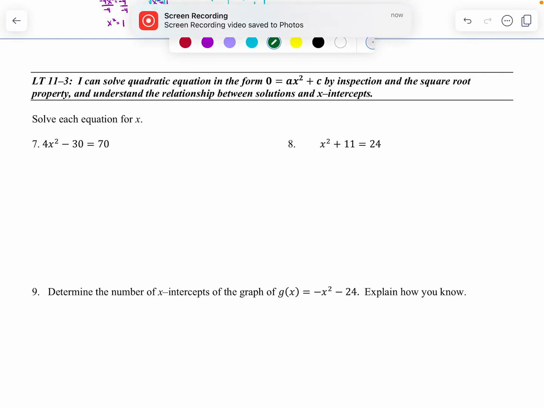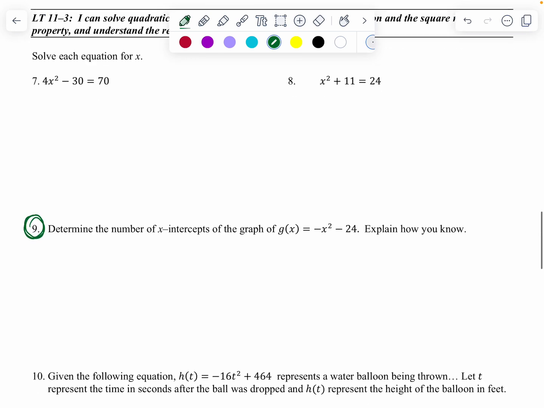Okie dokie, 11.3. So this is mostly about solving, but also about the relationship between solving and the picture. So let's start with number 9 because I feel like I've been doing pictures the whole entire time. So we'll come back to the solving portion. If you want to fast forward this video to the solving part, feel free to. Obviously, you don't have to watch the whole video.